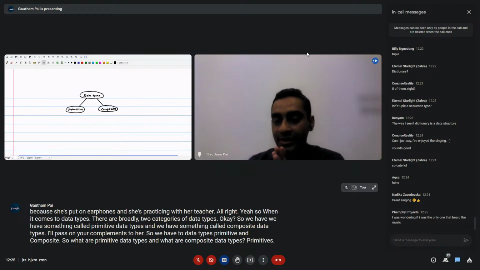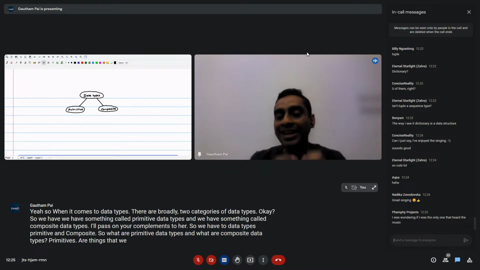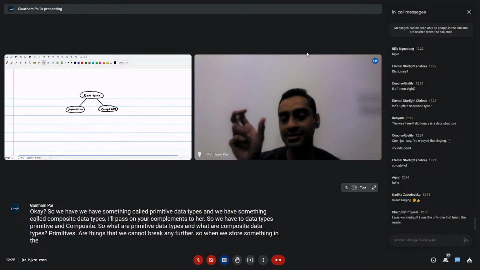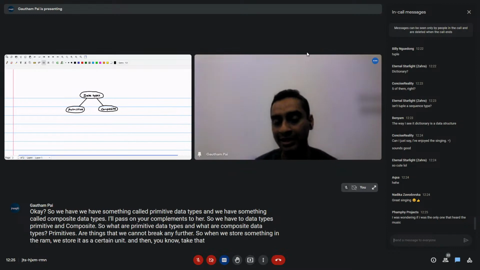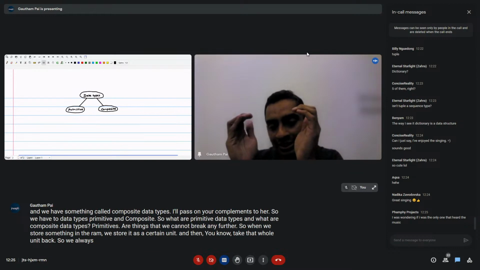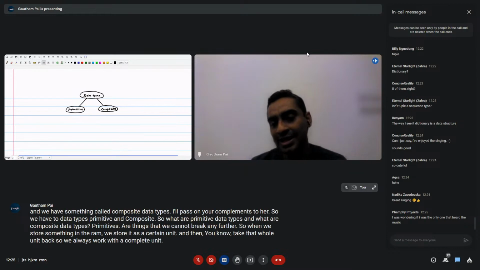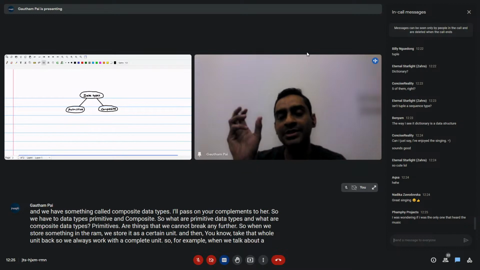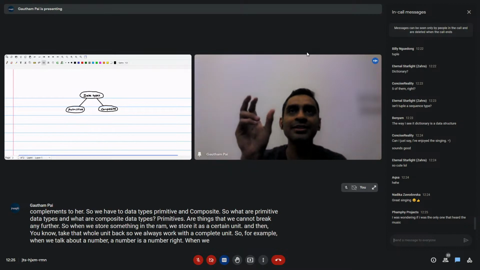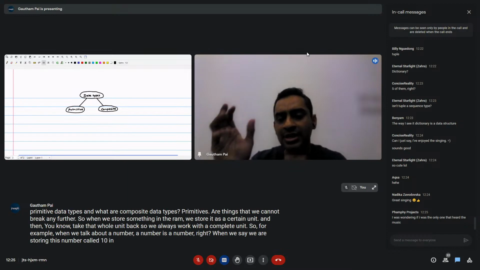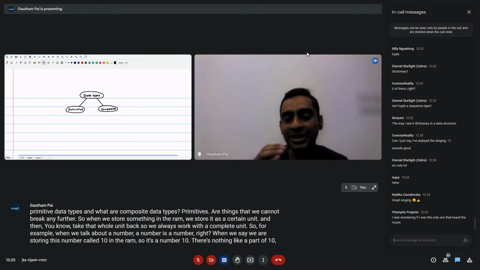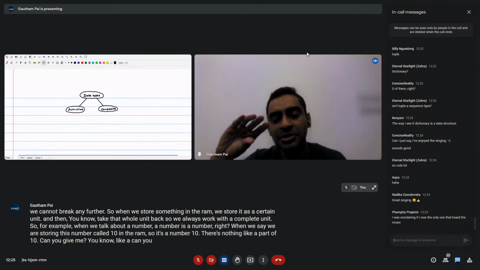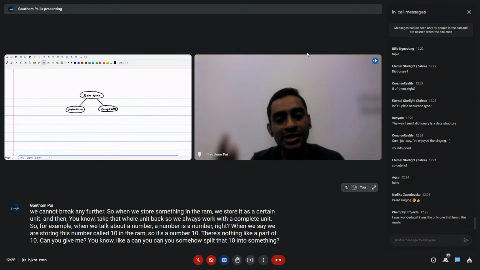Primitives are things that we cannot break any further. So when we store something in the RAM, we store it as a certain unit, and then we take that whole unit back. So we always work with a complete unit. For example, a number is a number, right? When we say we are storing this number called 10 in the RAM, it's the number 10. There's nothing like a part of 10. Can you somehow split that 10 into something smaller? There is no such thing.